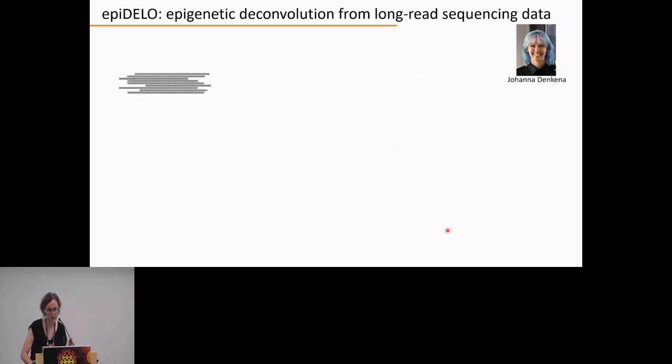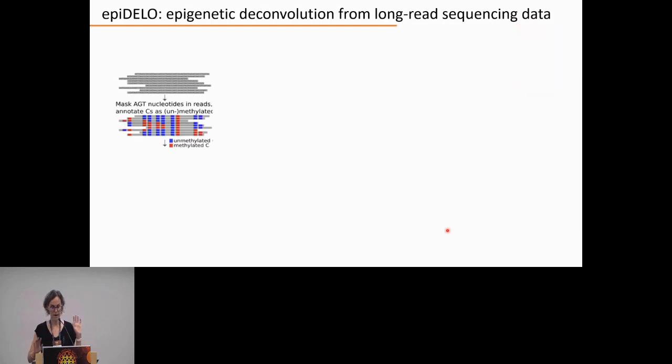This is a PhD student who did her PhD in my group. She's now at the Charité in Berlin. And what she did is develop a method that we called epidelo, for epigenetic deconvolution from long read sequencing data. What do we do there? We take the long reads. These are the gray bars.